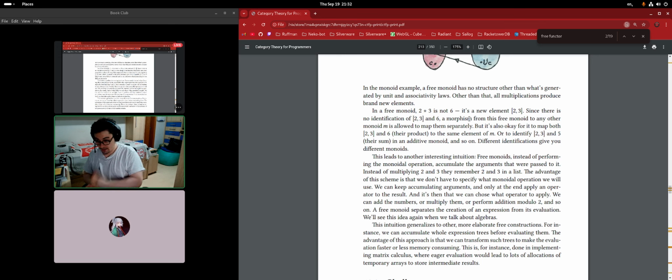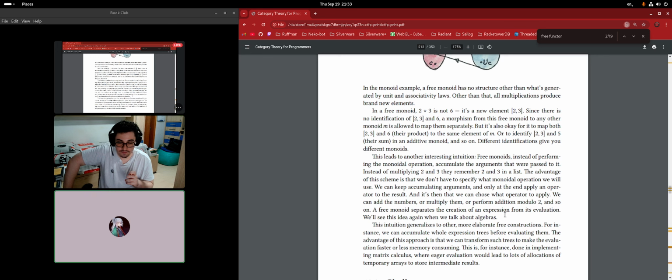It may be concatenation, it may be addition, it may be multiplication. It doesn't really matter. Could be AND or OR; you could be dealing with booleans. And then the free monoid is basically holding them together as arguments that are ready to be applied to something in the future. So you're basically separating the notion of accumulating the arguments from evaluation itself. Almost like a lazy thing.